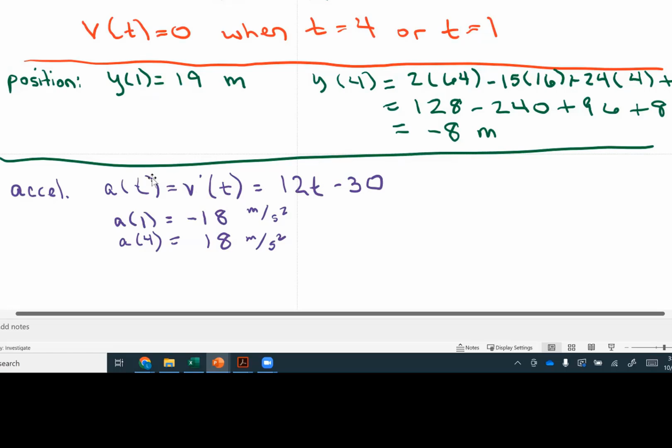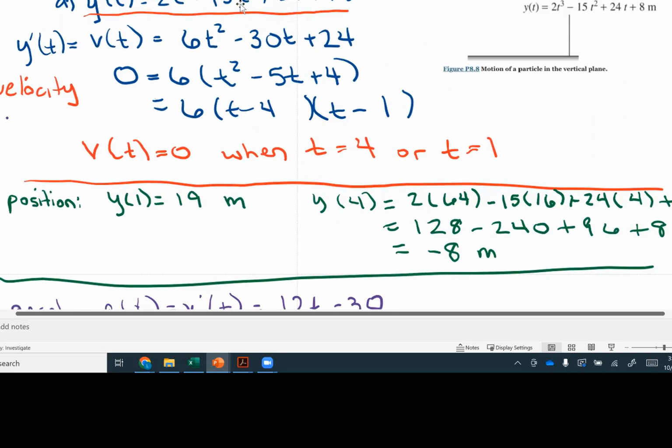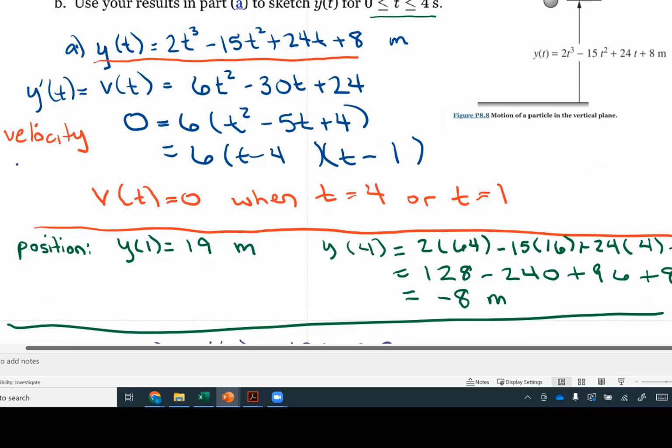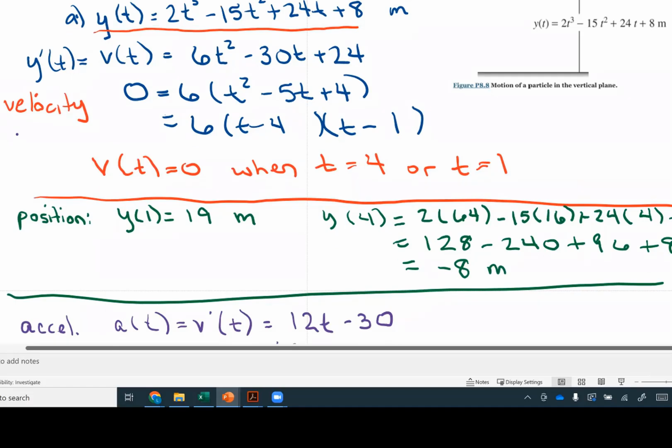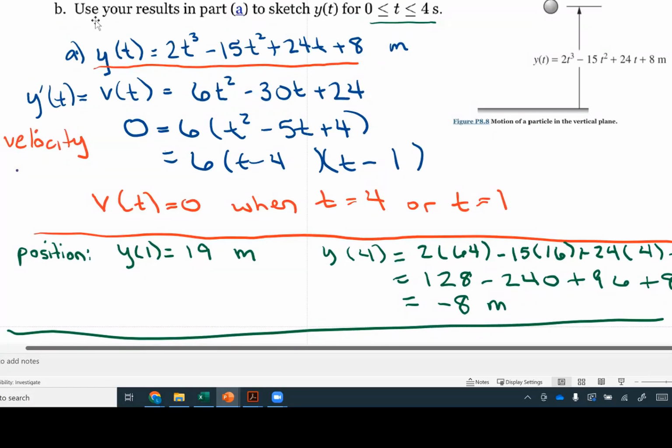All right, so I have my position, I have my acceleration, and I already know my velocity equals 0. That's how we found everything else. Find the values of the position and acceleration when the velocity is 0. We did it. Position and acceleration, there's two different places. We found them both. Part B: use your results in part A to sketch y of t between 0 and 4 seconds.